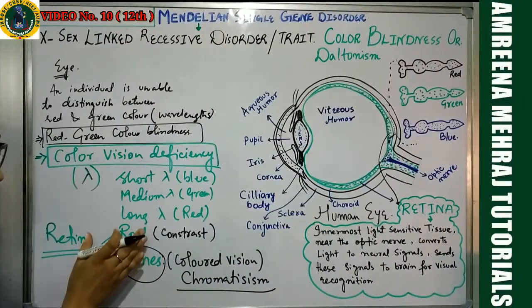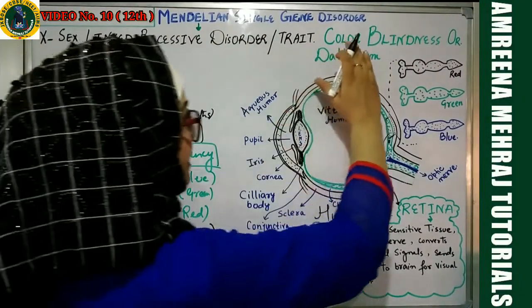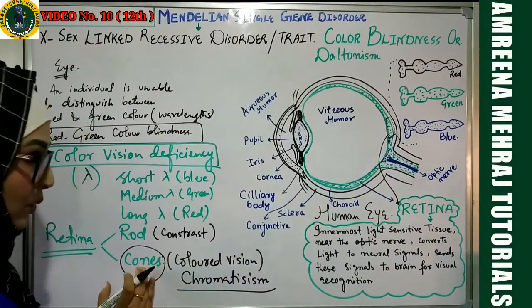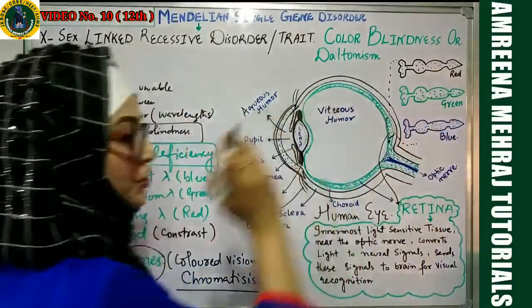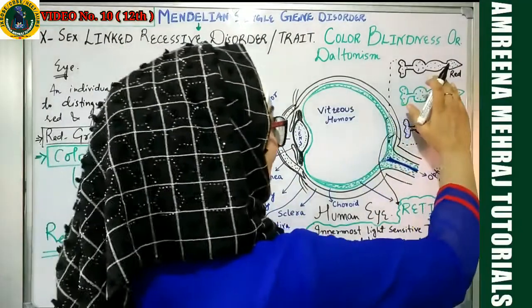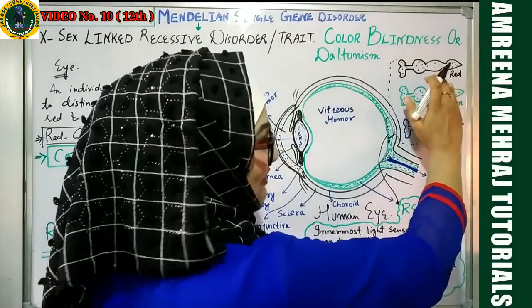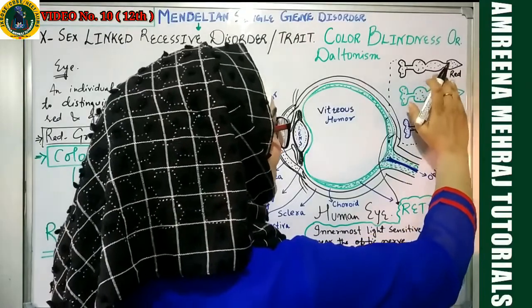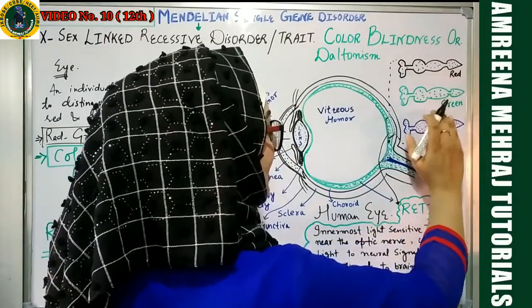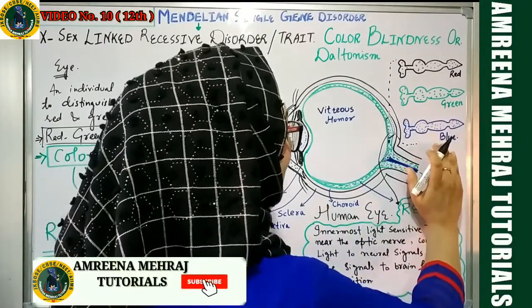Rod cells are not our point of discussion right now, because we are discussing color blindness. So which are the cells which are responsible for colored vision? Cones. Now, how many types of cones do we have? We have 3 broader types of cones. We have the red cones. Since I don't have the red color, I have used black to show you the red. So the red cones help in visualizing red color. We have the green cones and the blue cones.